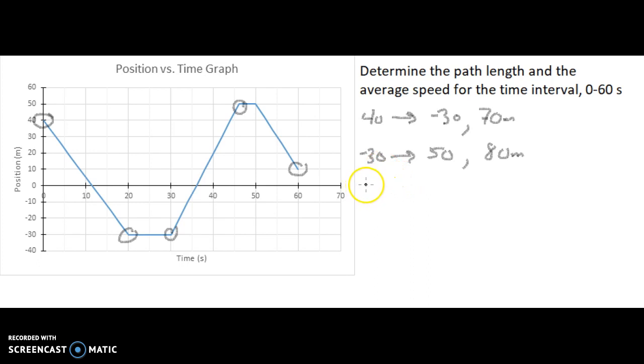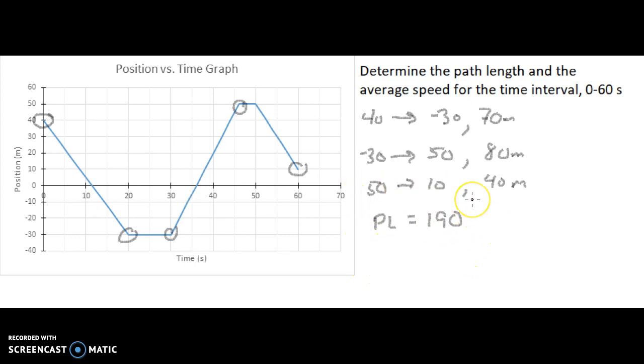So in the last time interval, 46 to 60 seconds, we go from 50 to 10, which should be a total of 40 meters. All right, so the entire path length for these 60 seconds would be the addition of 70, 80, and 40, which is 190 meters.